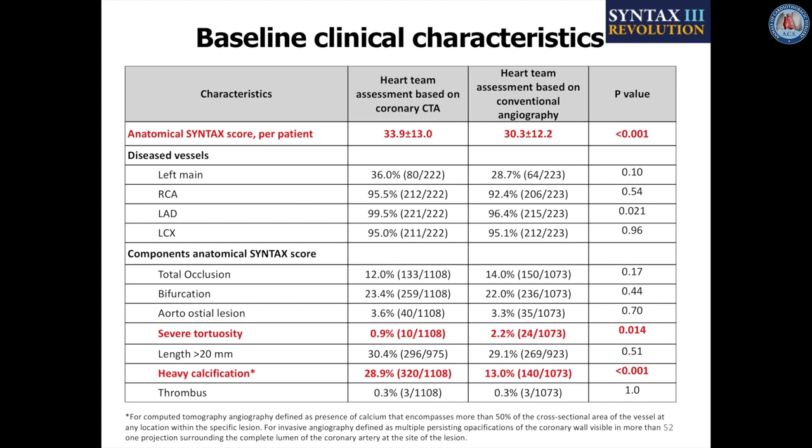In terms of anatomy, as you could see, the anatomical SYNTAX score on top there, 33.9 in the Heart Team based on CT, multi-slice CT scan, versus 30.3 based on conventional angiography. This is a significant difference with a p-value.